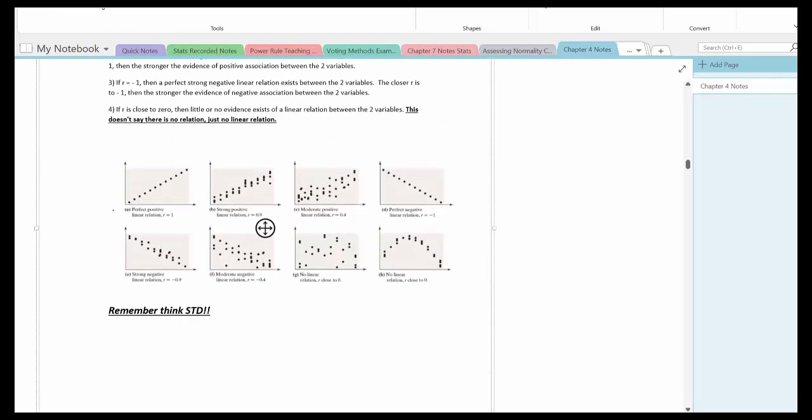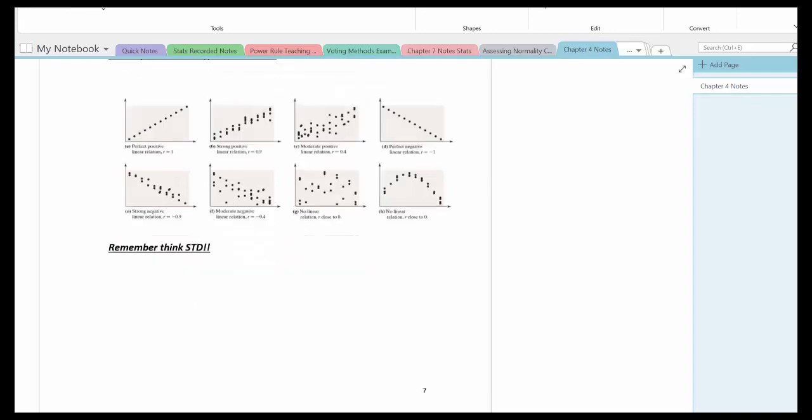Again, the top left is a perfect positive linear relation, R is equal to 1. We've got one where the correlation coefficient is approximately 9/10, then 4/10, and then the top right is a perfect negative linear relation, R is equal to -1, and we have R approximately equal to -9/10, R equal to -4/10. There is no relation. And the very final one is not a linear relation, but you can tell it looks like an upside-down parabola. Remember, think STD: strength, type, and direction.